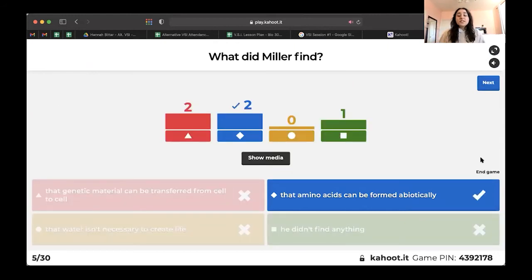So Miller's experiment, remember when he tested the primitive earth. He put methane, water, and ammonia, those are just some of the things he put in. What he found at the end of the experiment was that even with no oxygen, no abiotic factors, amino acids were still produced. So what this tells us is that amino acids can be formed abiotically, and abiotically means no life. So no oxygen was present or anything like that.